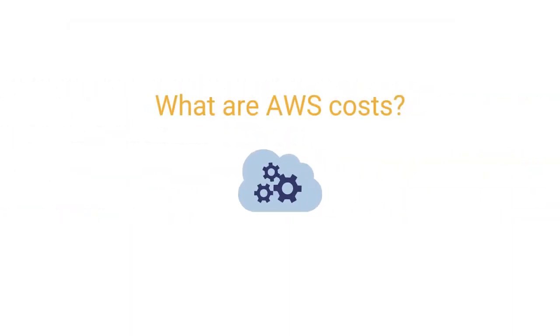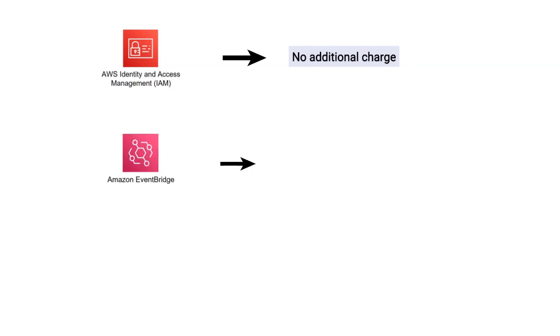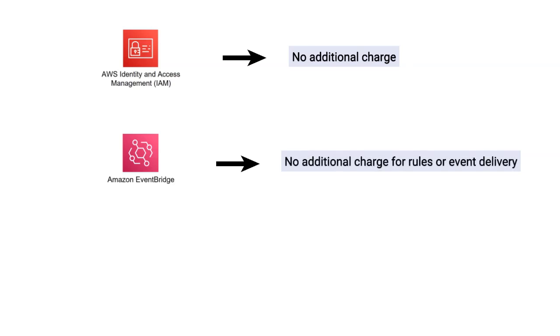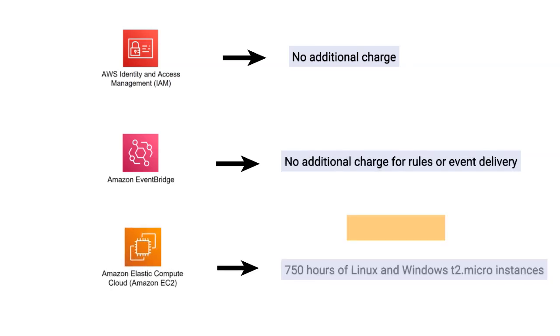And how much does AWS cost? So let's have a look at core services used in this tutorial. AWS IAM is available at no additional charge. Amazon EventBridge is available at no additional charge for rules and event delivery. Amazon EC2 is a paid service. However, please check your account settings to see if you can benefit from free tier offerings available on certain instance types.